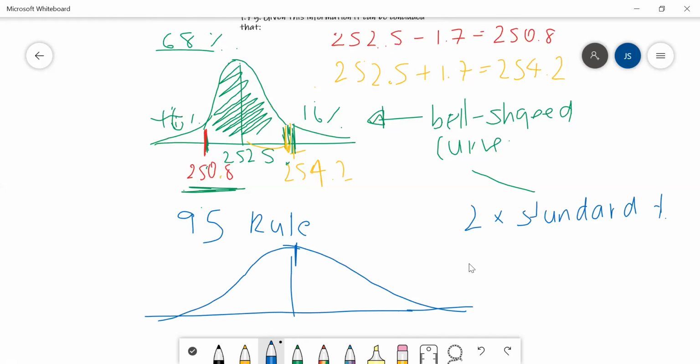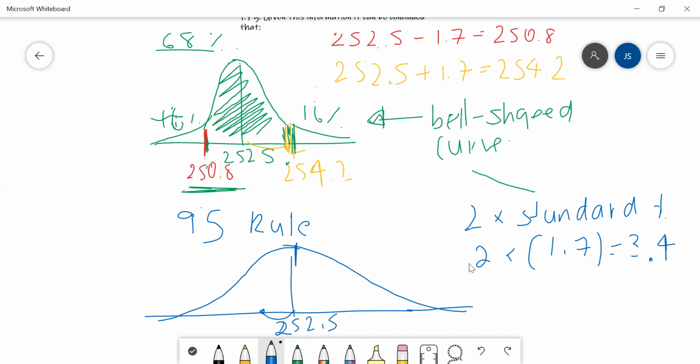So what's 2 lots of 1 standard deviation? What's our standard deviation to start with? 1.7? I just thought it becomes a bit simpler if we work out what 2 lots of our standard deviation is, which happens to be 3.4. Okay, so that means from the mean, which was 252.5, 2 lots, so 3.4 to the left, is going to give me the lowest range of my 95%.